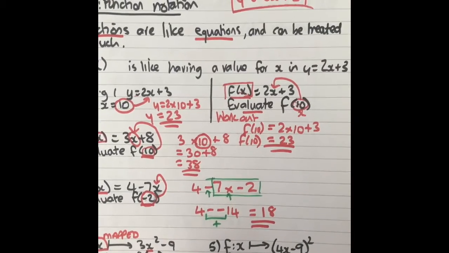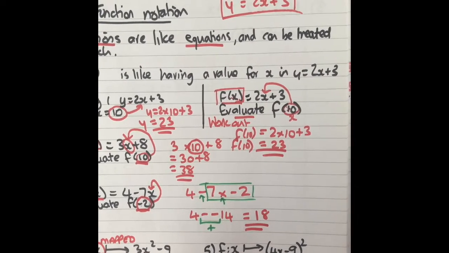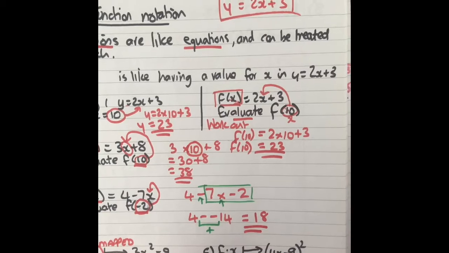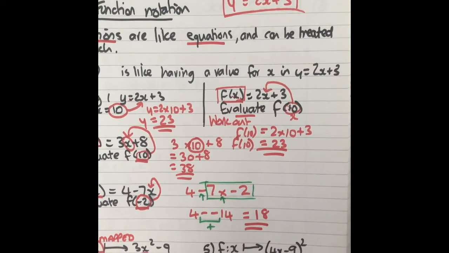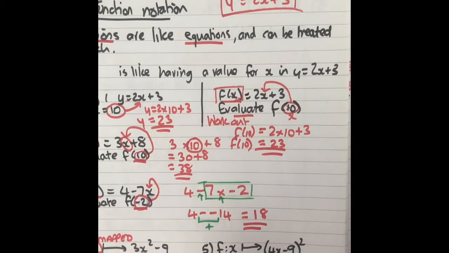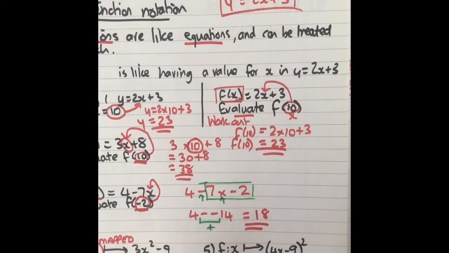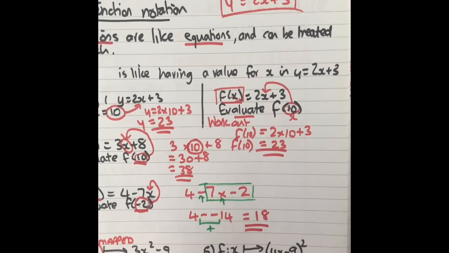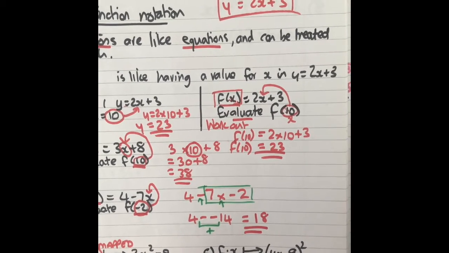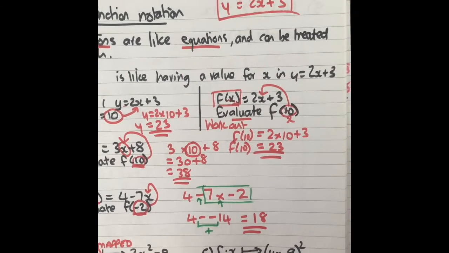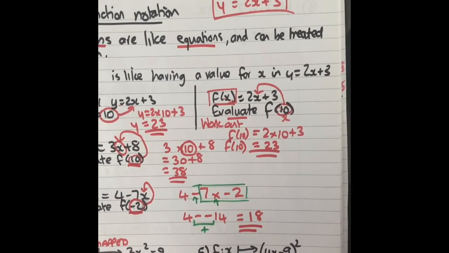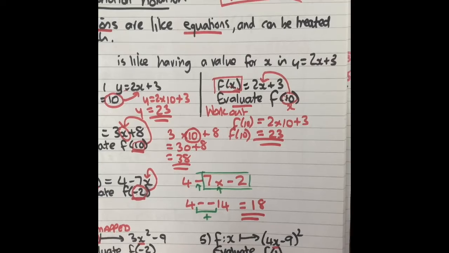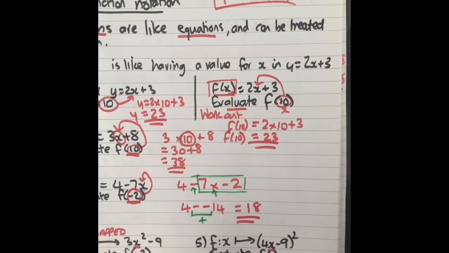Number 5. Evaluate. So again, work out f of 1. So f of x is mapped to 4x minus 9 all squared. So again, this is just about substituting in and then being careful with BIDMAS. So bracket 4 times 1 minus 9 all squared. So it says do brackets first normally. So I'm going to do the inside of the bracket.